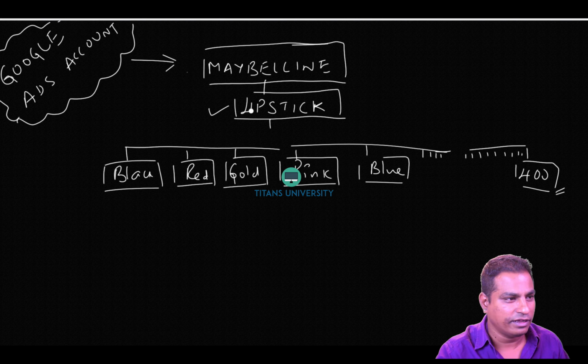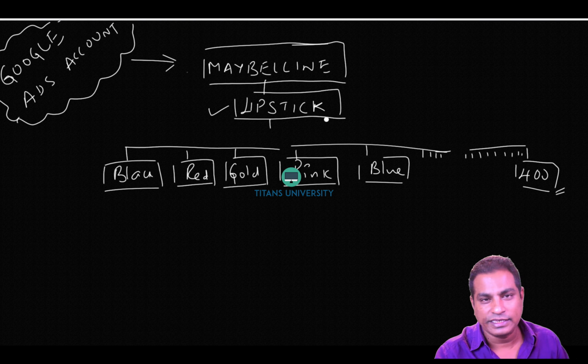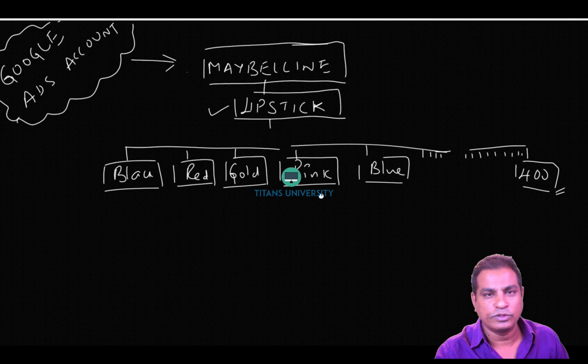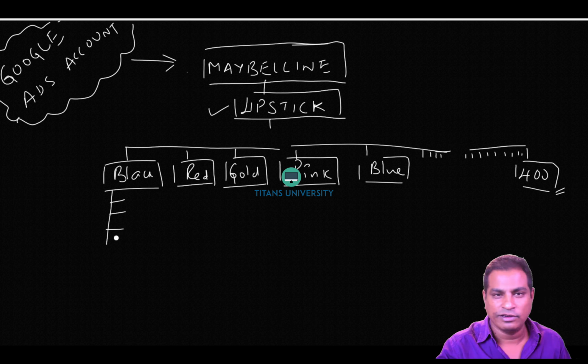Then you have lipstick, the product range, which is the campaign. Now you go ahead and create about 400 ad groups for their 400 products. Keywords in this ad group can be black nail polish, best black nail polish in black, deals on black nail polish, and so on.